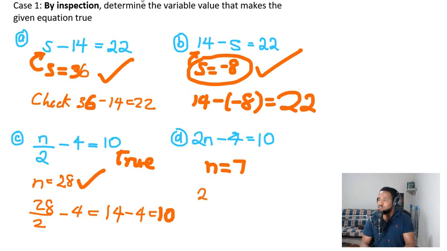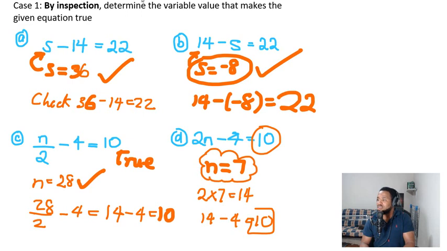Checking: 2 times 7, where n is equal to 7, gives you 14, and then 14 minus 4 gives you 10. And since 10 as your final answer agrees with what you have right here, yes, n has to be equal to 7 for this equation to be true. And that is how you go about the inspection method to figure out what that specific variable is.